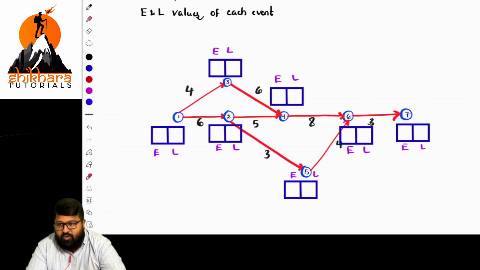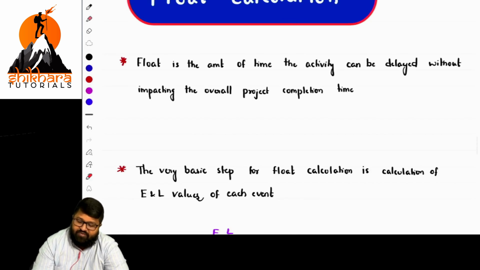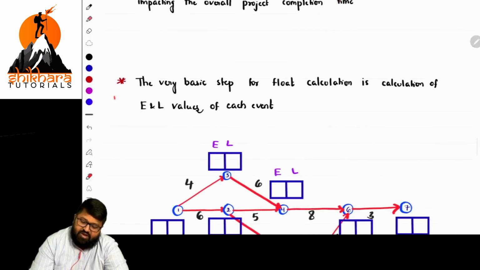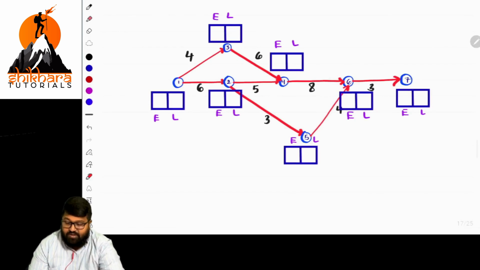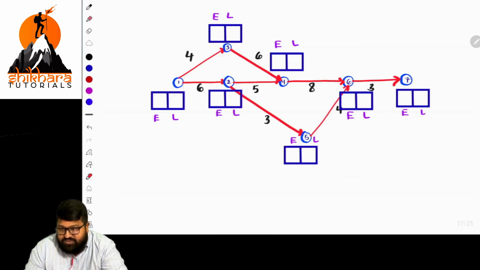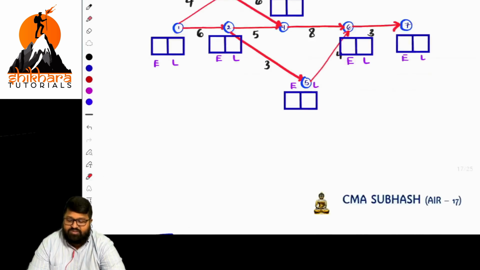I'm going with only the process, so that during revision it will be effective for you. Okay. So float, if you have this brief idea, that is sufficient. And the very basic step, what is that? My E and L values for each event. Once the diagram is done, for each node or event we need to calculate E and L values. Am I clear? If I am clear, shall we?